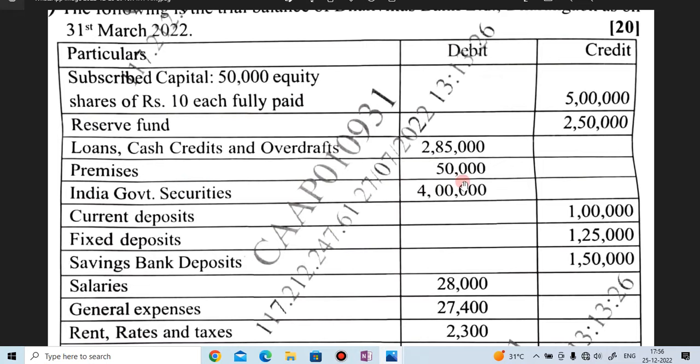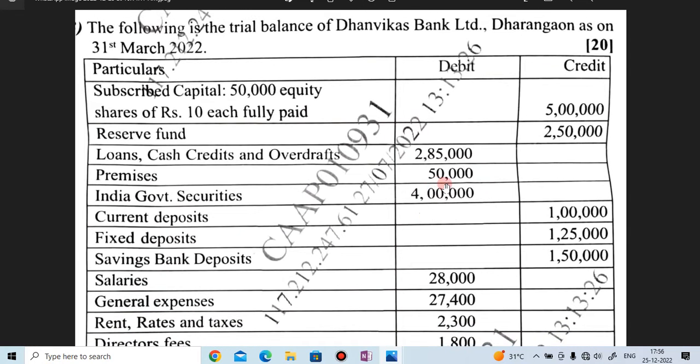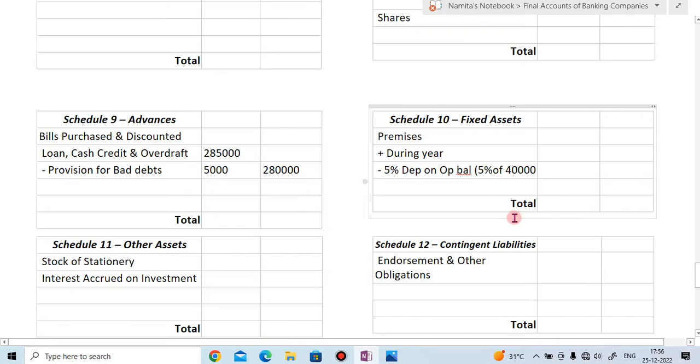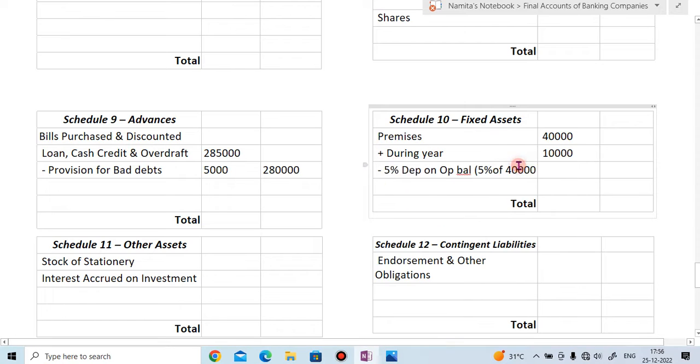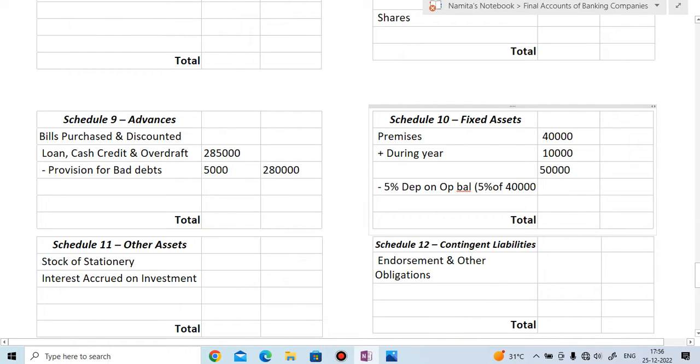Here in the trial balance, how much is given? 50,000 is given. So 50,000 is the closing balance of the premises, and this 10,000 is already added in 50,000. That means actual premises is how much? 40,000. So 40,000 is our actual premises. And how much we have added? 10,000 we have added. Then total how much premises will be there? 50,000 premises.